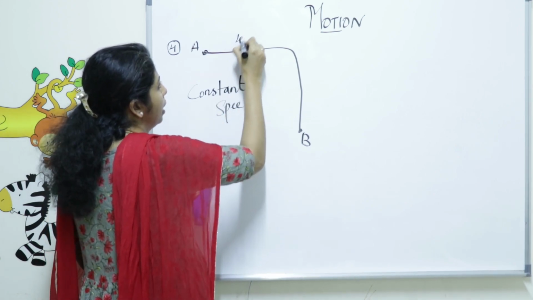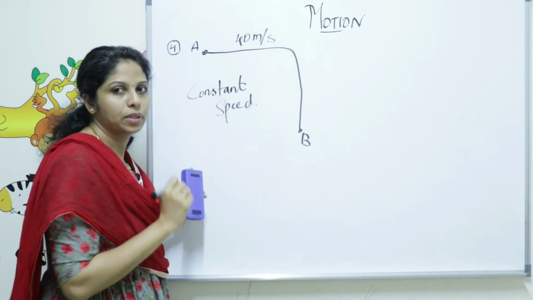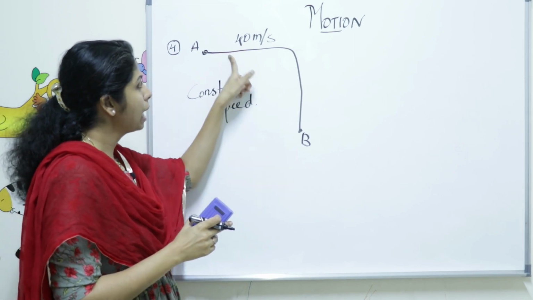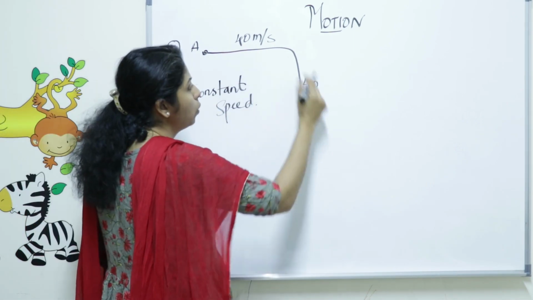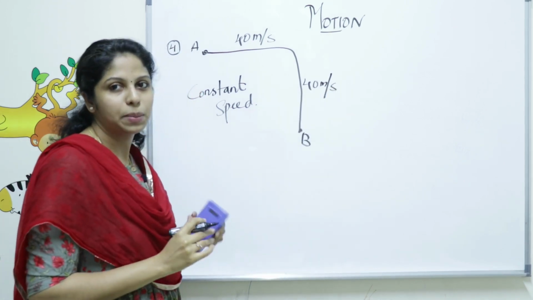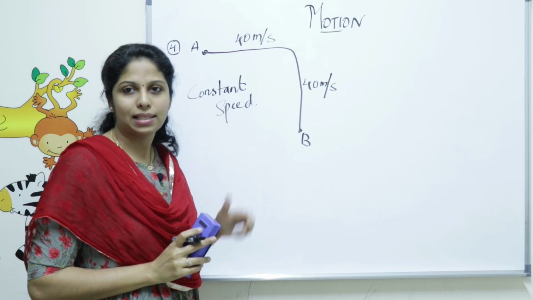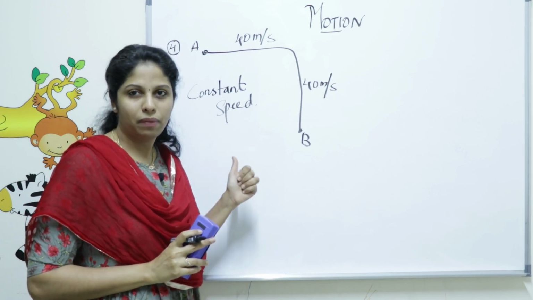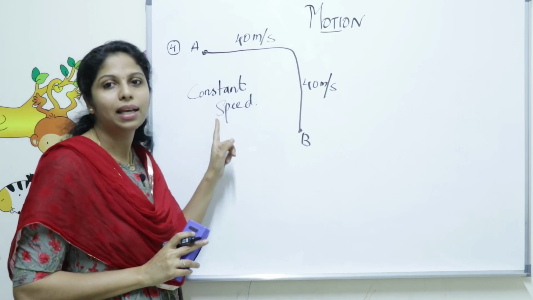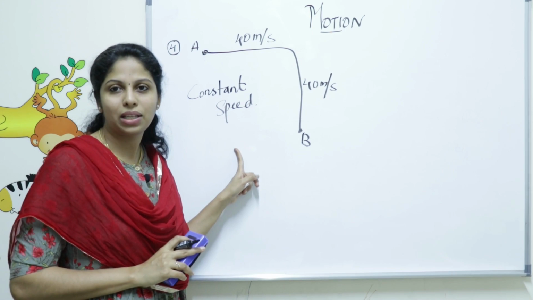Let us take 40 meters per second. So, the object travels from point A to point B at 40 meters per second, and throughout, the object is traveling at 40 meters per second speed. Now, can you guess, will there be an acceleration? Because previously we have told in the first case that at constant speed the acceleration will be 0. But in this case, do you think the acceleration will be 0?